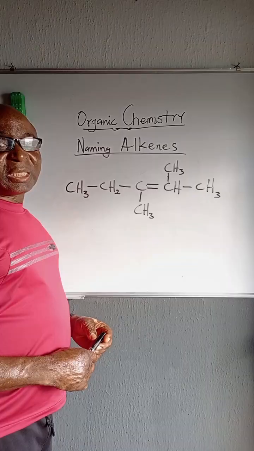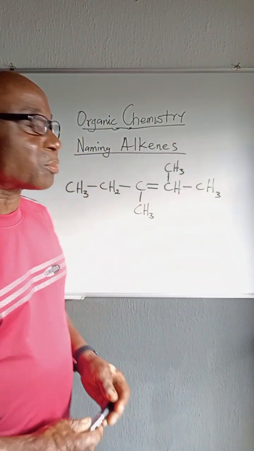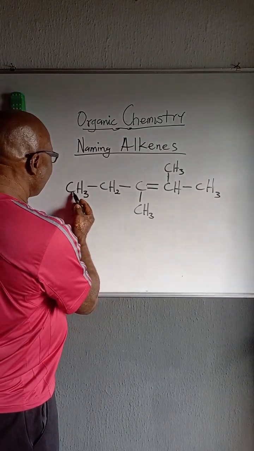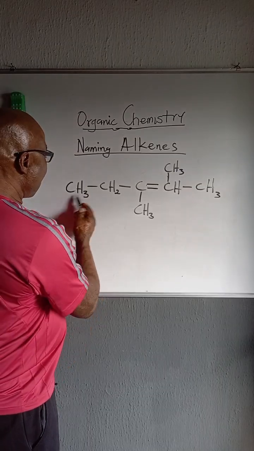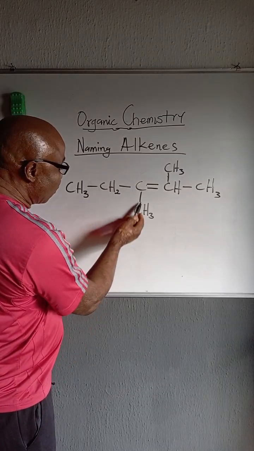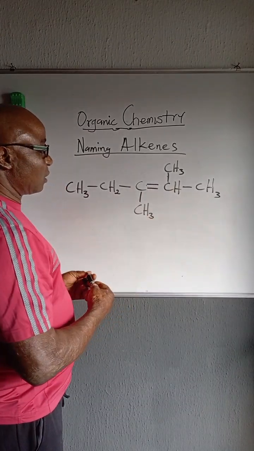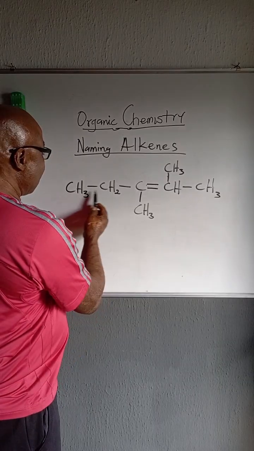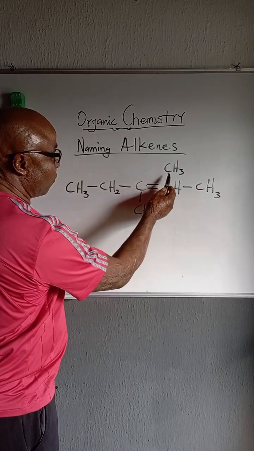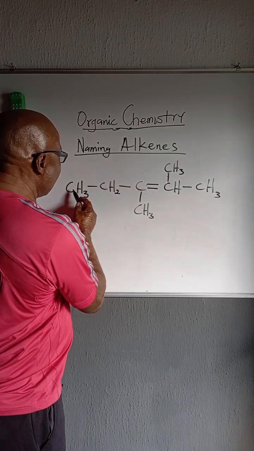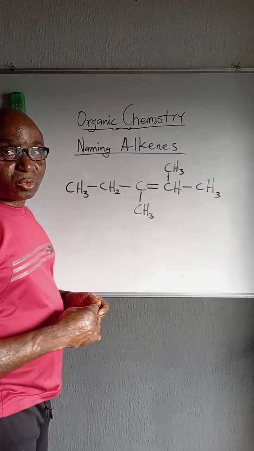We have to get the parent chain. The parent chain must contain the double bond. If you look, 1, 2, 3, 4, 5. If we say 1, 2, 3, 4, this chain does not contain the double bond. Or 1, 2, 3, it doesn't. Whichever way, but not this. So the longest parent chain is this because it contains the double bond.